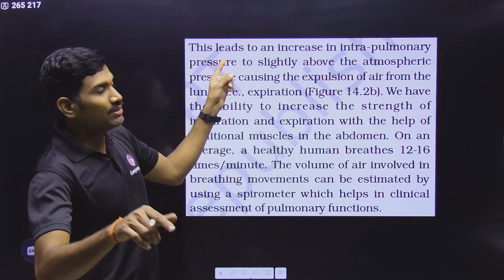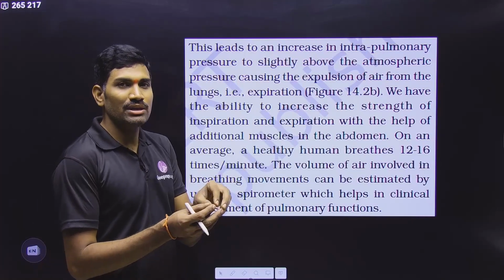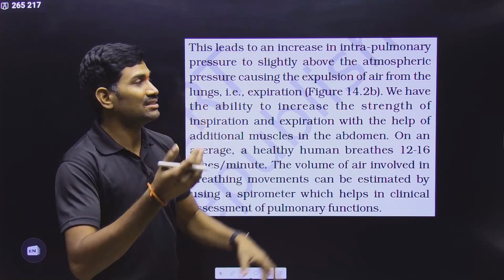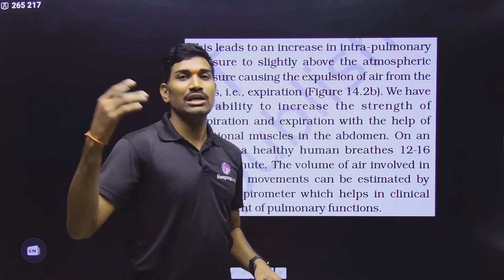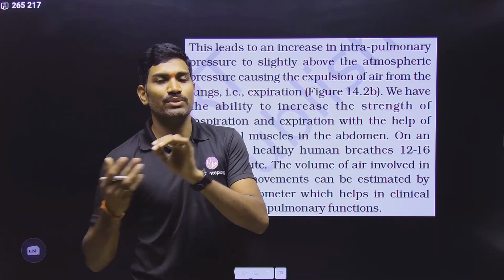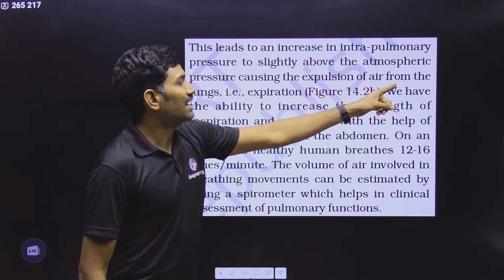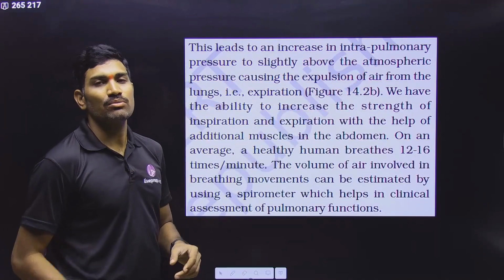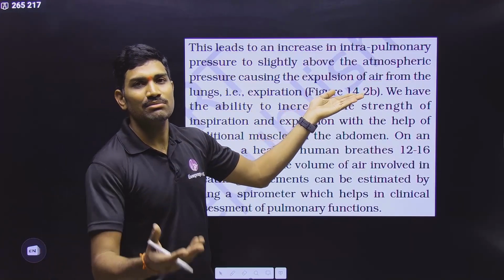If lung volume decreases, this leads to an increase in intrapulmonary pressure. The pressure inside the lung increases. How much? Slightly above the atmospheric pressure. When compared with atmospheric pressure, it is now slightly more, causing the expulsion of air from the lungs. Because of this, air from the lungs is going into the atmosphere. This process is nothing but expiration.